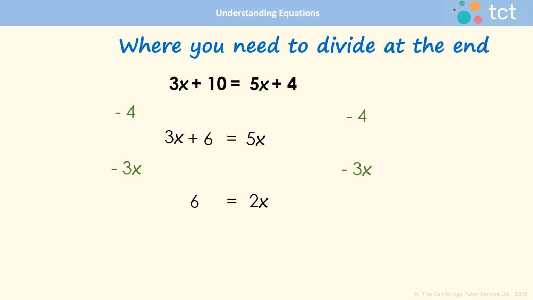If 6 is 2x, what would 1x be? So 2x is 6, 6 divided by 2, that's 3. So in this instance, x equals 3.